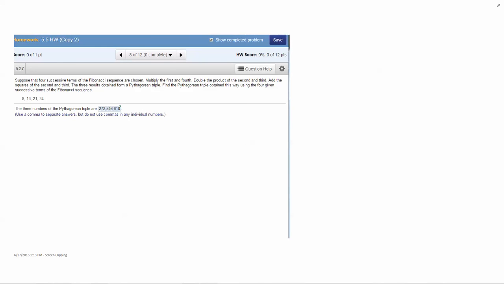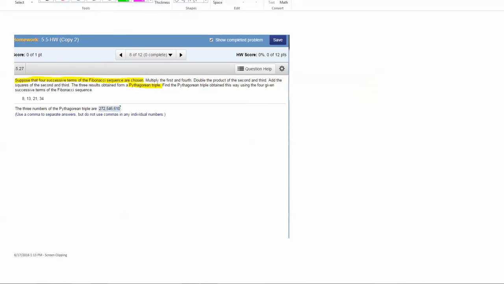Suppose that four successive terms of the Fibonacci sequence are chosen. So we just look at any four terms that are together, and we're going to do some math with those four successive terms. We're going to first multiply the first and the fourth, then we're going to double the product of the second and third, and then we're going to add the squares of the second and third. So there's three different math problems we're going to do, and those three answers form a Pythagorean triple.